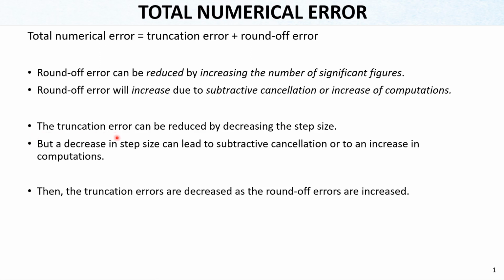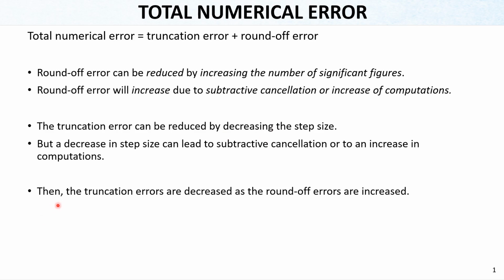The truncation error can be reduced by decreasing the step size, because truncation error is because of the approximation method, let's say the Taylor series, for example. If we can reduce the step size, we learned this already, we can have a better prediction, so it will reduce the truncation error. However, a decrease in step size can lead to subtractive cancellation or to an increase in computations. That means the computational cost will increase, but still we will have an improved prediction.